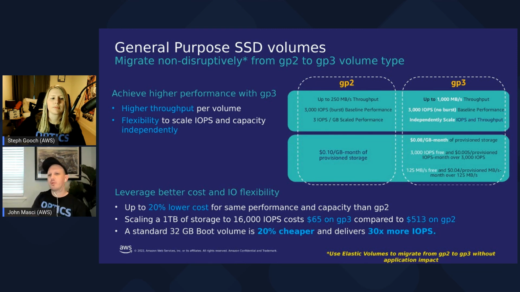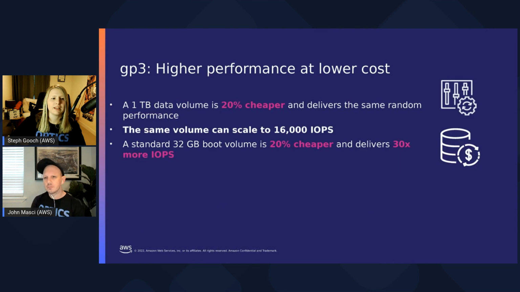If you do have a really throughput-intensive workload, you can back into the numbers on this to see what's the right fit for your GP3 volume. Fab. And then high performance, low cost. Says it all. Yeah, exactly. And there's that callout too to help qualify and get you started. Those 1 terabyte volumes are going to be 20% cheaper and have the same random performance. You can scale that volume up to 16,000 IOPS.